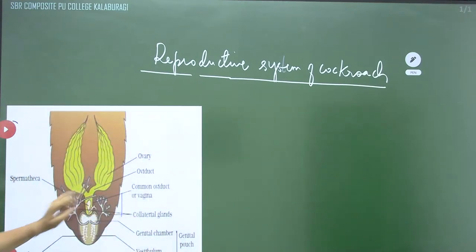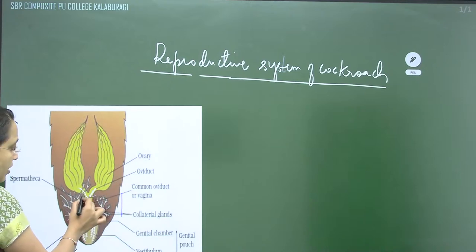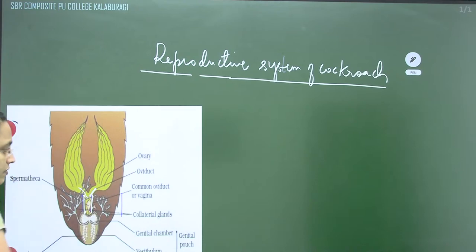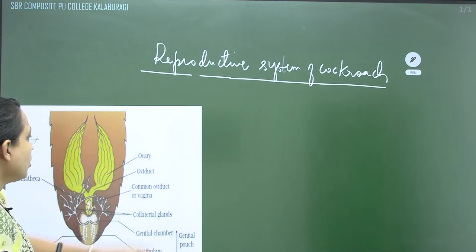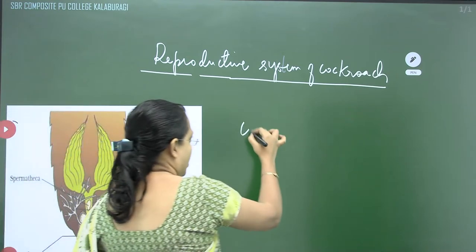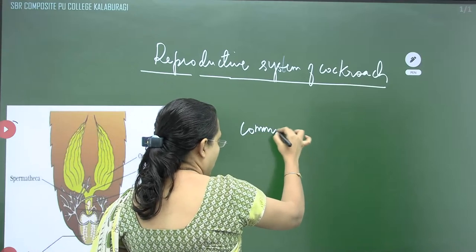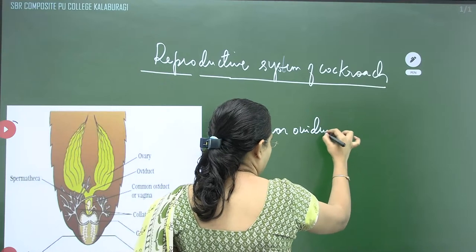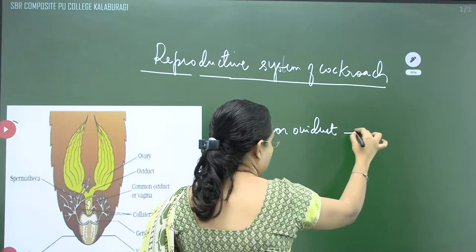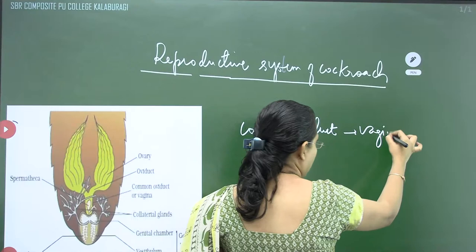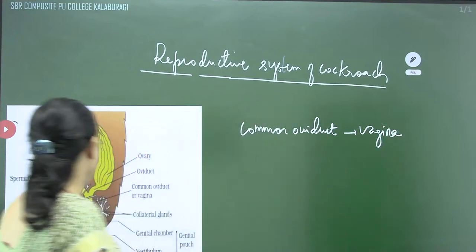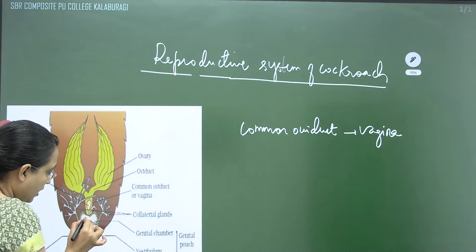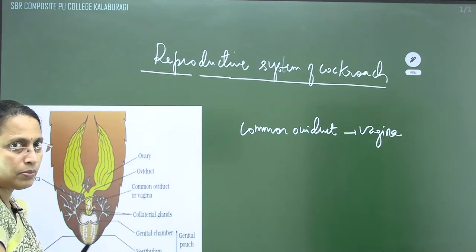Now next, after the oviduct, both the oviducts will fuse and form a common duct here. This one is called the common oviduct, which can also be called the vagina. The common oviduct is also thick, and it opens here at a pore called the female genital pore.